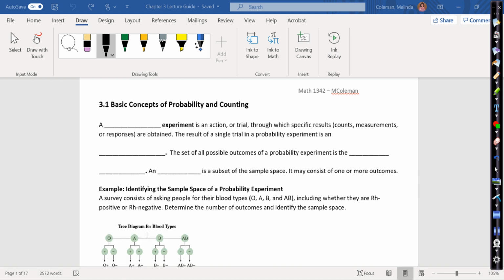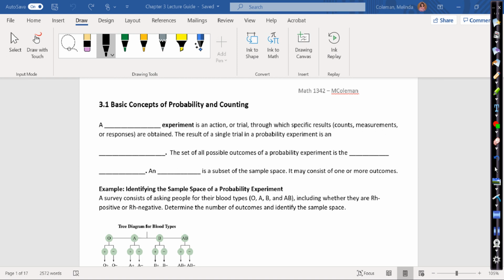All right, today we start a new chapter. This is chapter 3, which is all about probability. And so, as the start of any chapter, there's going to be a lot of definitions and a lot of new formula type things. So be sure that you are looking at that and taking good notes on it.